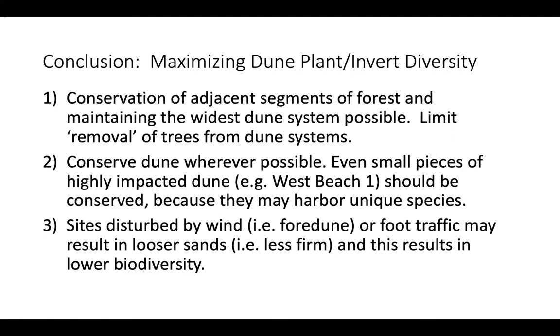And then one of the other things is that sites disturbed by wind and or foot traffic might result in looser sands, which means a less firm sand, and this potentially results in lower biodiversity. Of course the foredune and the wind hitting the foredune is something that we have no control over. The foredune has unique species, but overall there are fewer species able to survive in that very dynamic environment. However, as you move back into the dune, I often saw places where people were walking through the dunes. That foot traffic loosens the soil up. It actually doesn't pack it down, it makes it more loose. It breaks apart the dune sand, and as a result, there's some, although weak, indication in our data that this may result in lower biodiversity.